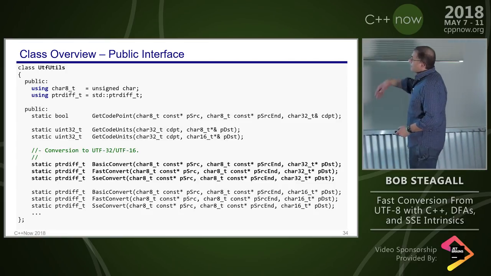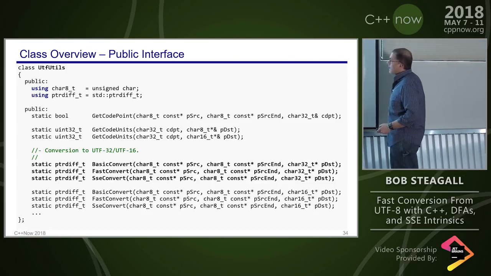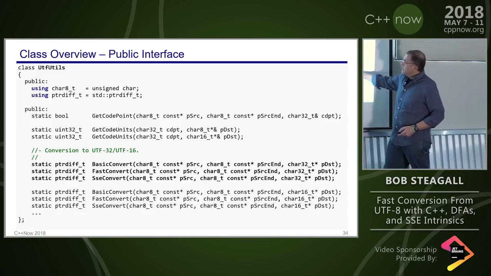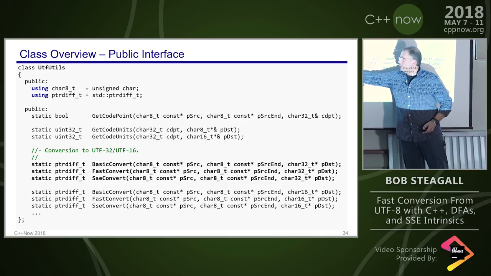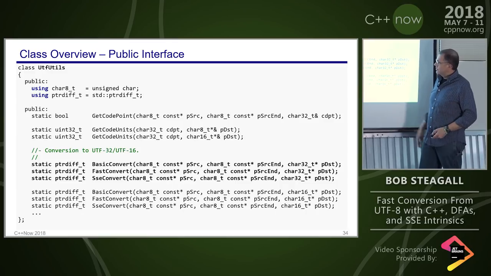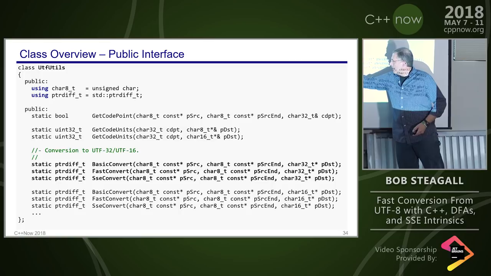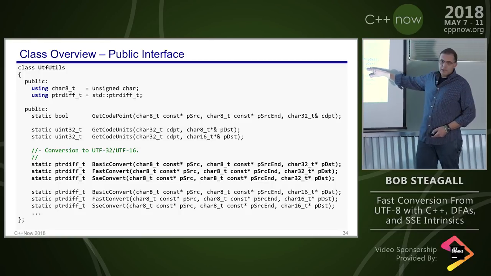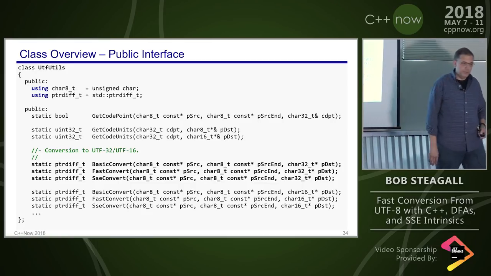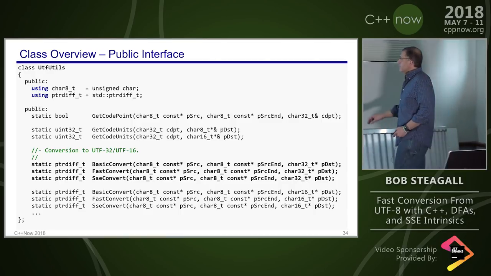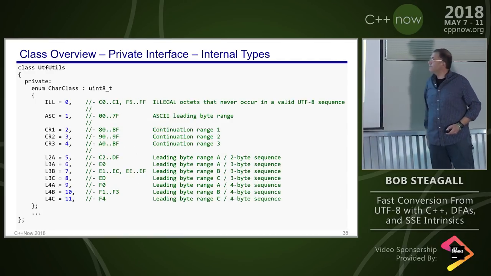So things are wrapped up in a trait style class with static member functions. We're really going to concentrate on these three, the three different algorithms that I've implemented: basic convert, fast convert, and SSE convert. And they all follow the STL std::copy argument pattern, where I've got my input range, my begin and end for my input range, and then finally the begin for my output range. And here, instead of iterators, I'm using pointers as iterators. So we're really just going to look at these three functions.